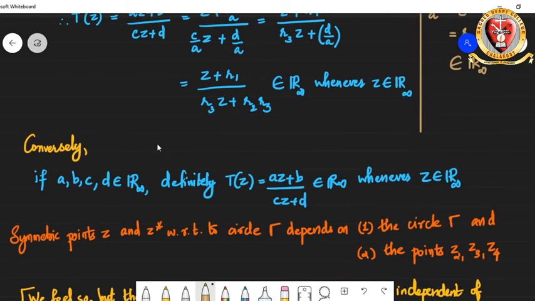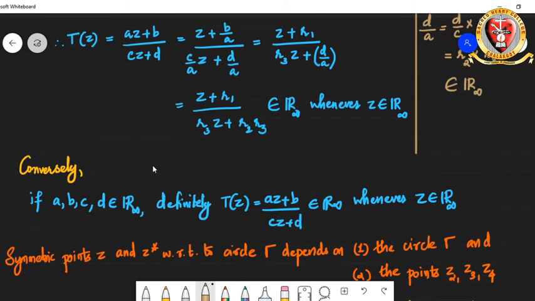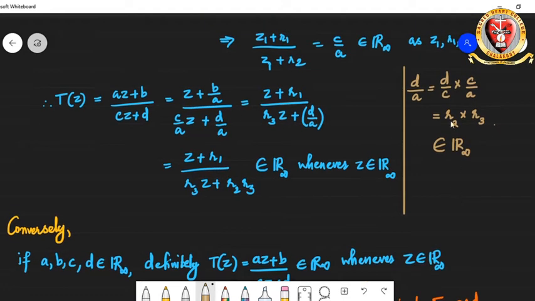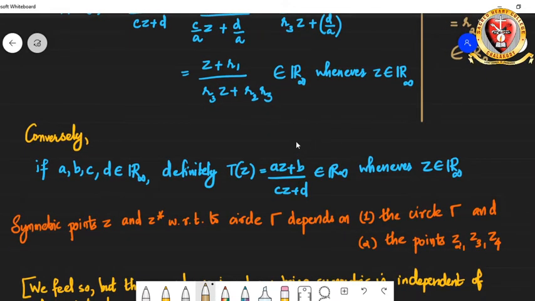And for the sake of completeness, conversely, if A, B, C, D are coming from R infinity, definitely T of Z is equal to AZ plus B divided by CZ plus D will be from R infinity whenever Z is from R infinity. So here there is a small note, because when we are working it out, you get D by A. This D by A is nothing but D by C into C by A, which is also from R infinity. So that is a simple proof of that question.